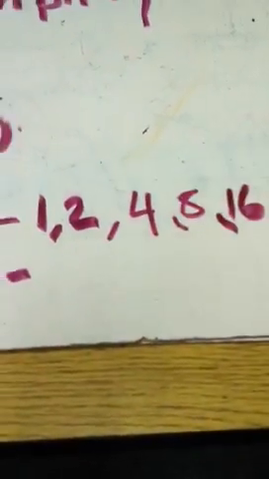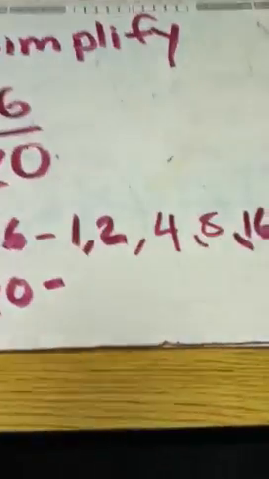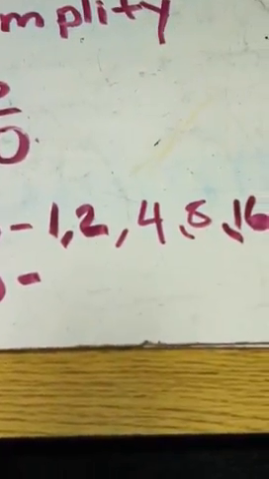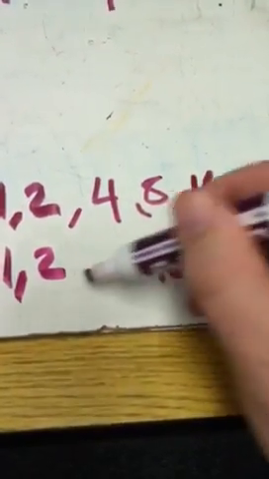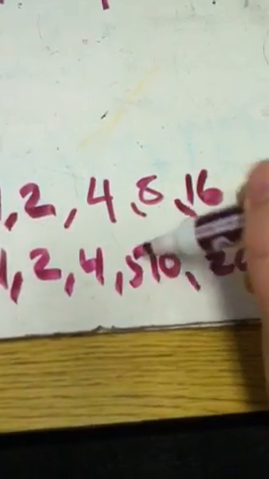I put the largest number at one end, the smallest number at the other end, and I just come up with my list. So I know that I have 1 and 16, I have 2 times 8, and I have 4 times 4. With 20, I know I have 1 and 20, I have 2 and 10, and I have 4 and 5.